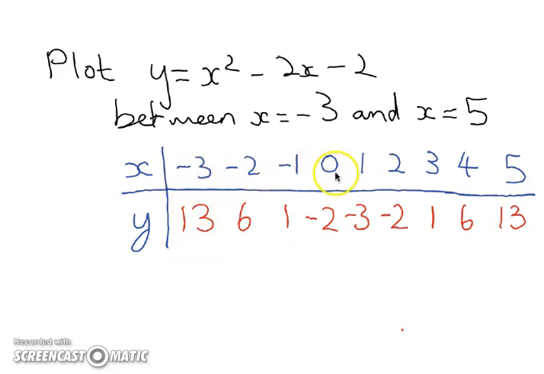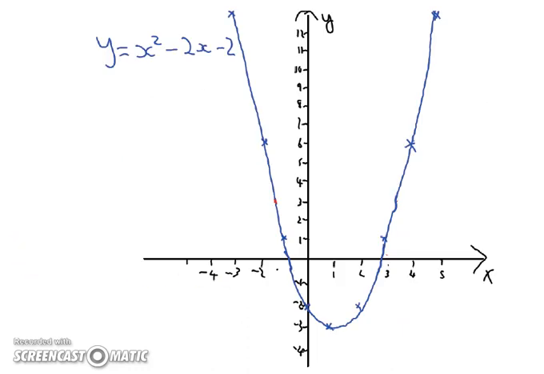So now we've got all our points, the coordinates: minus 3, 13; minus 2, 6; minus 1, 1; etc. We can go ahead and plot our curve. Here it is. Minus 3, 13; minus 2, 6; minus 1, 1; 0, minus 2; 1, minus 3; 2, minus 2; 3, 1; 4, 6; and 5, 13. And then once you've plotted your points, you draw as smooth as possible curve through those points. You can see that it's symmetrical about the line here, x equals 1.